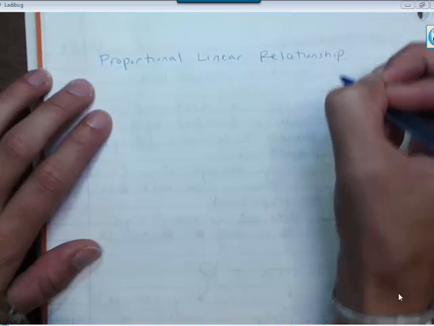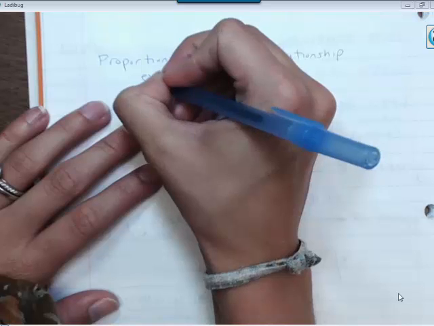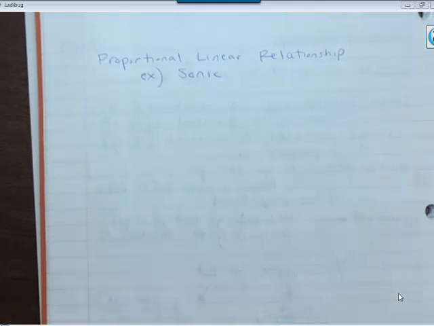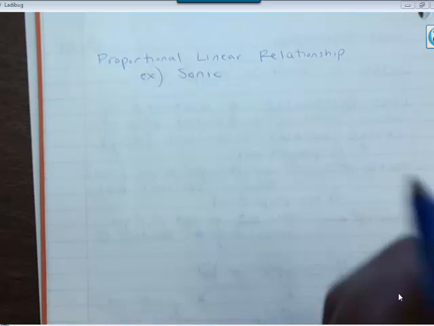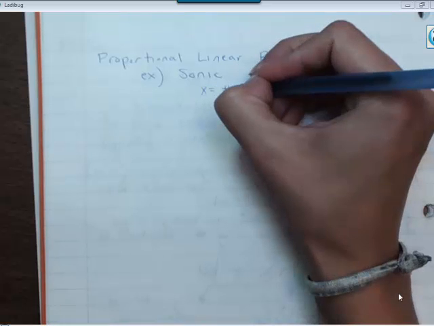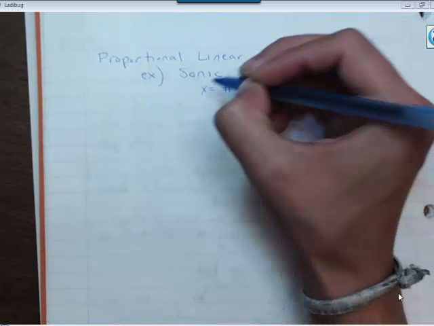Okay, let's use my Sonic example. For my Sonic example, today it's going to be happy hour, and every single drink from the time that I'm going to be there is going to be $2 no matter what. So let's say X is going to represent our number of drinks, and Y is going to represent our total cost.